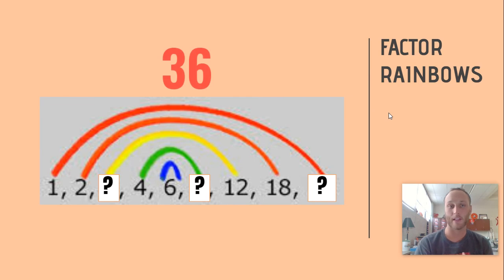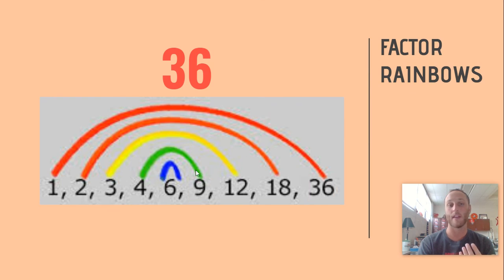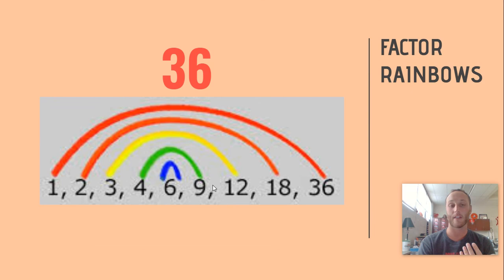Okay, if you did this correctly for 36, you should see that 1 times what would give me 36? Obviously, 1 times 36 is going to give me 36. All right, and then you see that the other ones are filled in as well. 3 times 9 is going to give me 36, and 2 times 18 is going to give me 36, and 4 times 9 is going to give me 36.